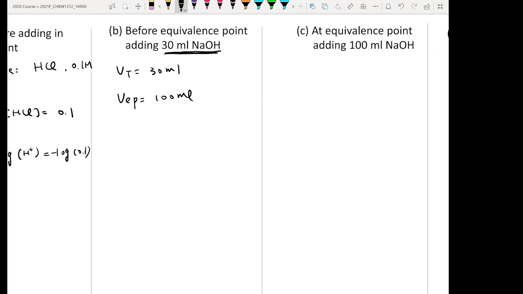So by comparing these two, you will know you're actually in zone 2, because the amount you add in is less than the amount you should have for the equivalence point. Therefore, you know you're at zone 2. When you are at zone 2, what do you have inside your solution?